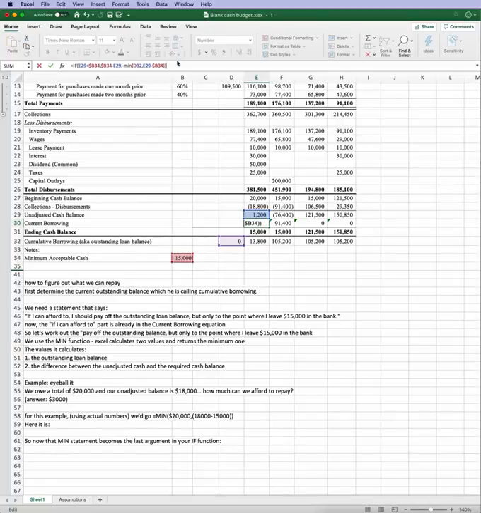It should return that 13.8 still, right? Yeah, okay, so it still returns 13.8. This minimum function only enters play if the beginning balance, the unadjusted balance, is not less than the minimum acceptable cash. So this minimum statement is the value that is returned if the first question, is my unadjusted cash balance less than $15,000, is answered no.